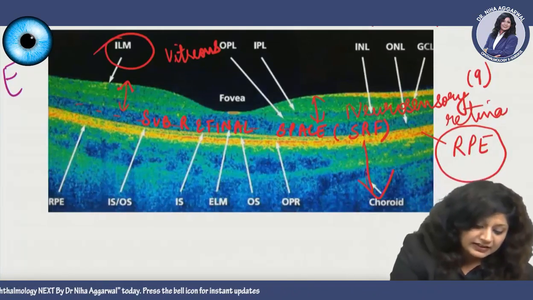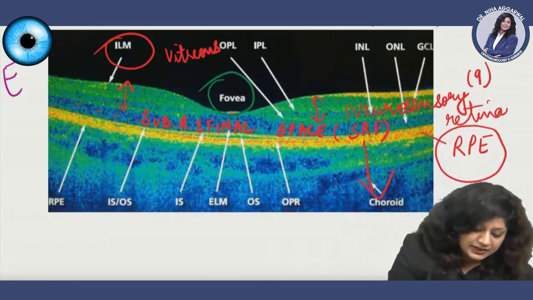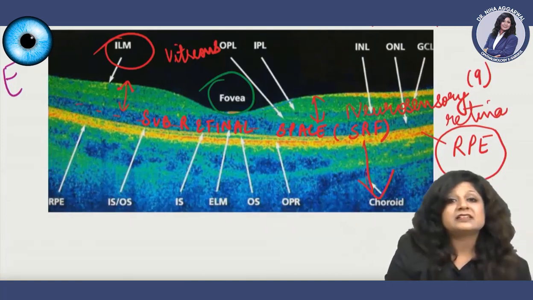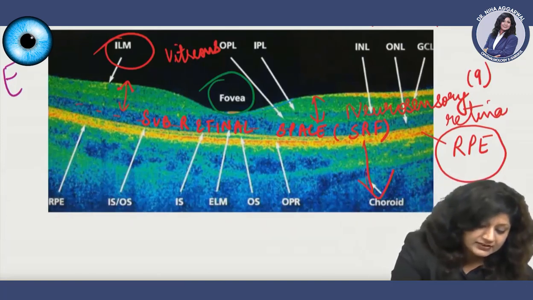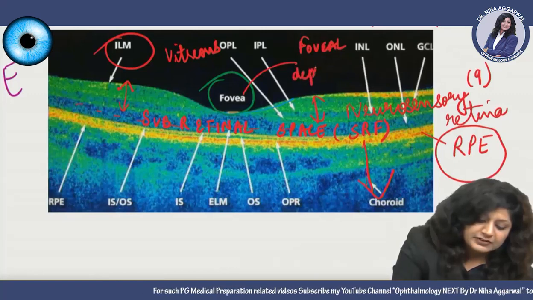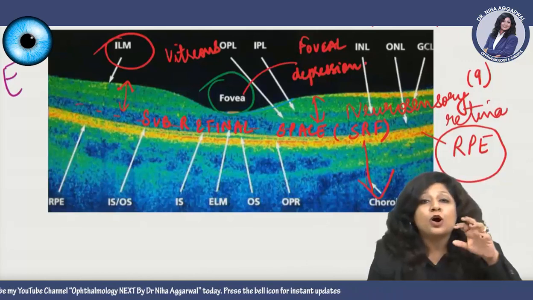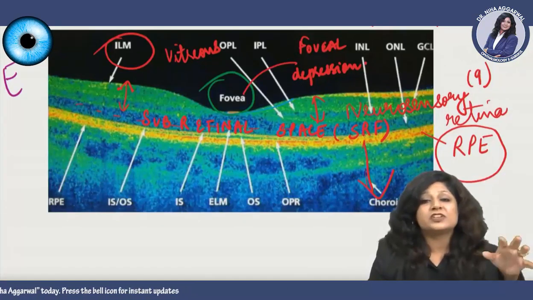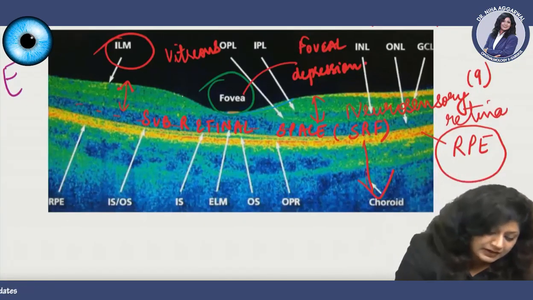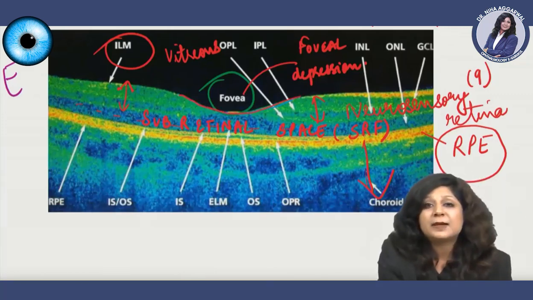Okay. Now another important thing is this, the fovea. Can you see a depression here? Now, why is there a depression here? This is called the foveal depression. And why is it called a depression? Because some layers are absent at the fovea, so the fovea is looking depressed here.